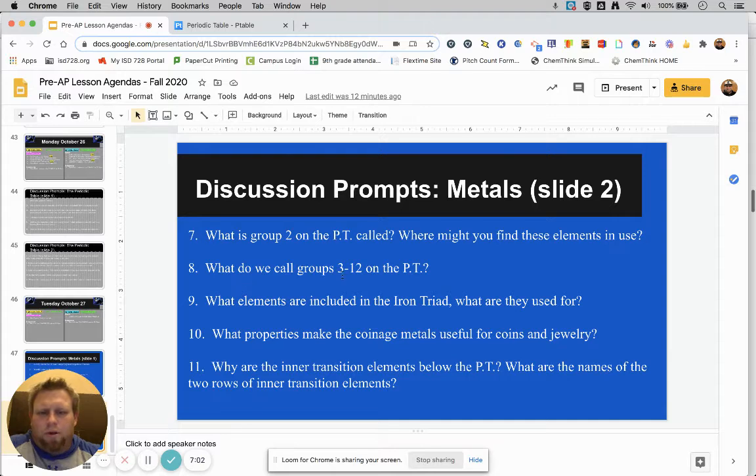Number 8, what do we call groups 3 through 12? Those are called the transition metals. You might also see them called the transition elements. There's not a difference between those two terms. Those are the same thing. So don't worry about the difference. They both are acceptable answers. Number 9, what elements are included in the iron triad and what are they used for?